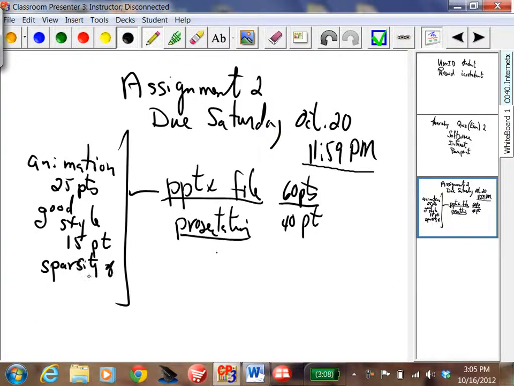How do you spell that? I don't know. Sparsity. Anyway, it's 15 points. Text, okay? Not too much text.